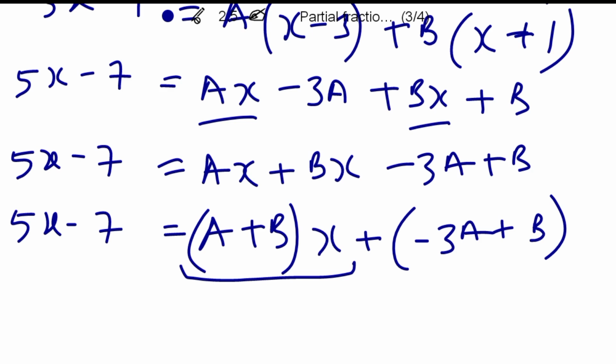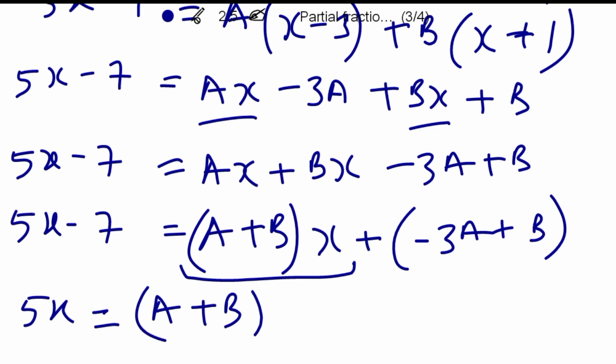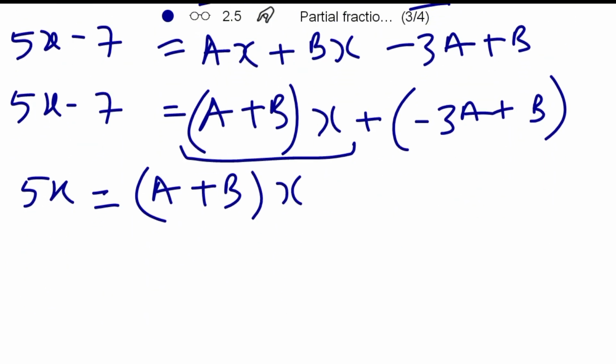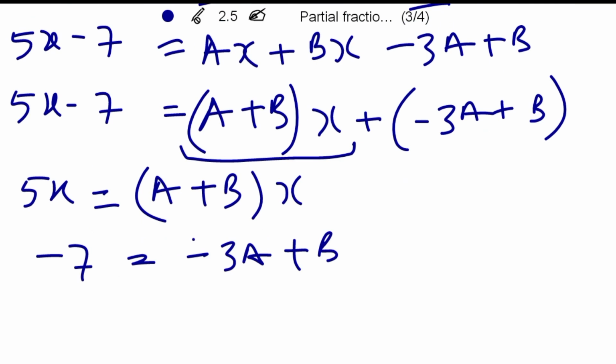So what we do here is that we say what? 5x equals a plus b times x. And then we say that negative 7 equals what? Minus 3a plus b. And as you can see very well, this x goes with this x. So we are left with what? 5 equals a plus b.